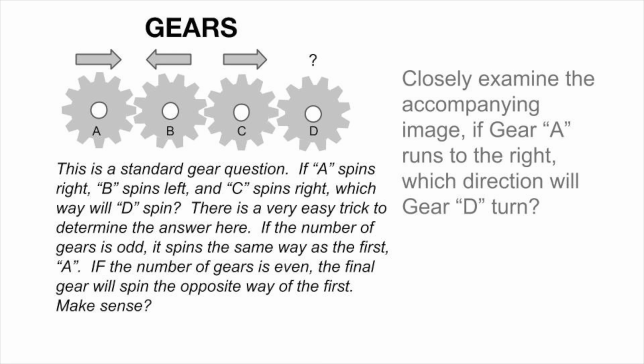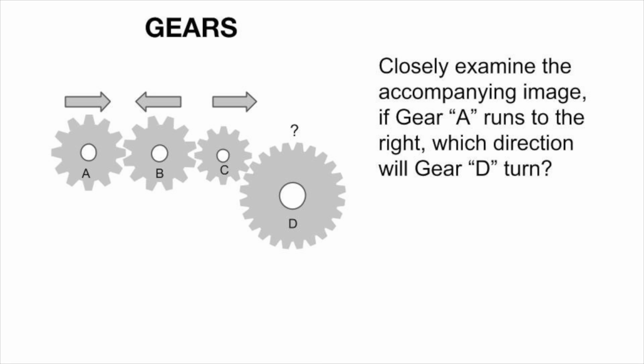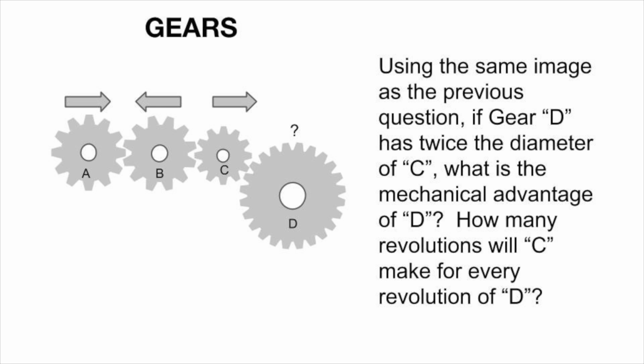Closely examine the accompanying image. If gear A runs to the right, which direction will gear D turn? Now let's see a more complicated version of the same thing. Using the same image as the previous question, if gear D has twice the diameter of C, what is the mechanical advantage of D? How many revolutions will C make for every revolution of D?